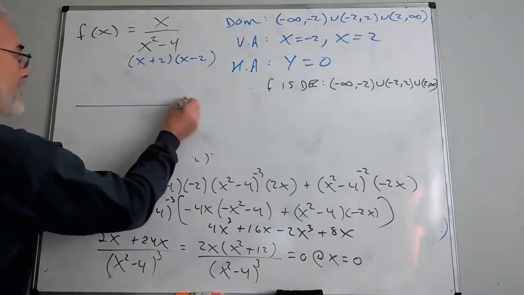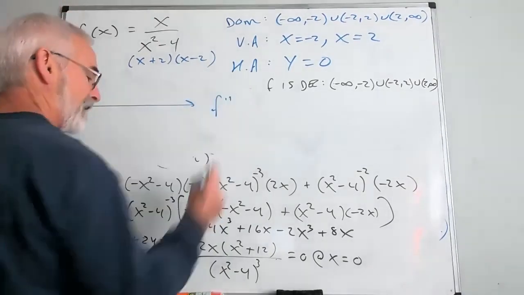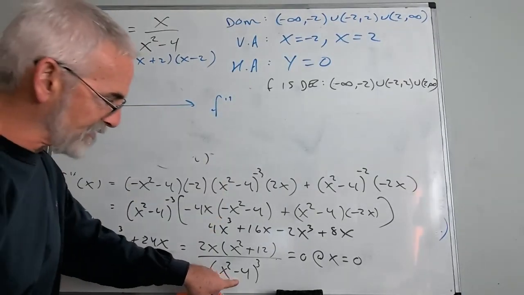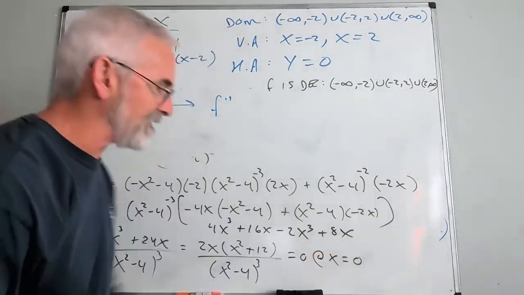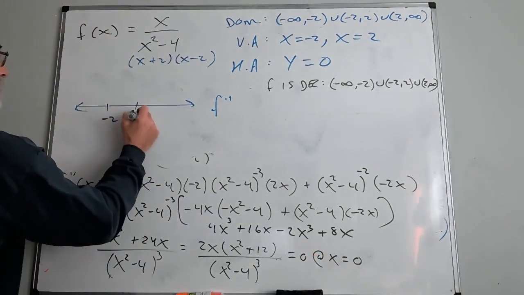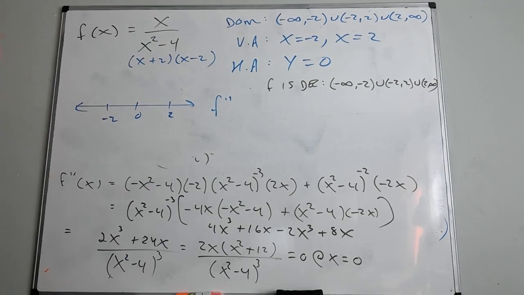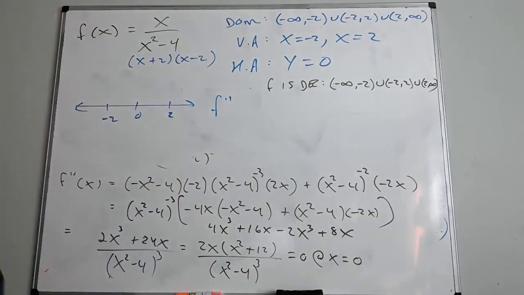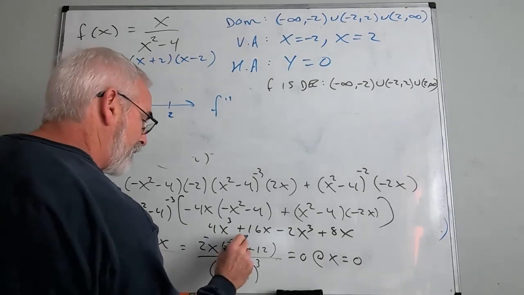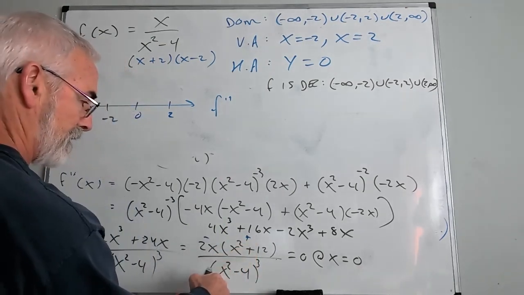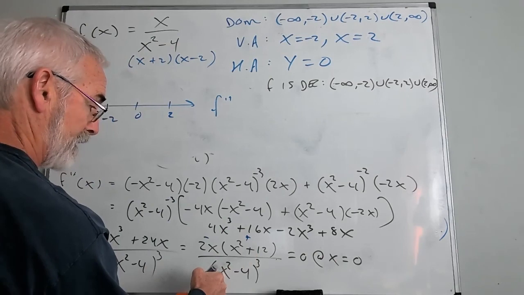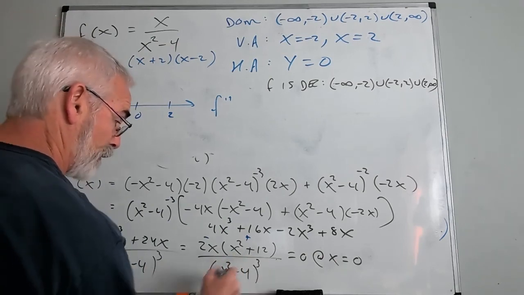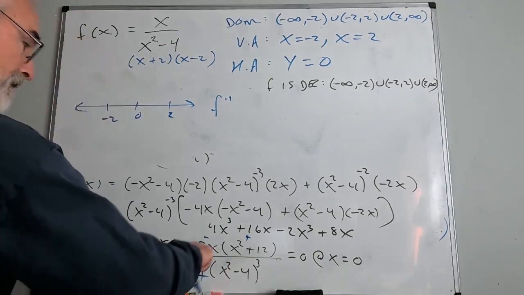So let's do our f double prime number line. So what's going to go on our number line? Well, again, plus or minus 2 and 0. And looking at it in this form, if I pick an extreme negative number, it's going to be negative times extreme negative, that's going to be a positive number cubed. So that's plus. And that would be negative.